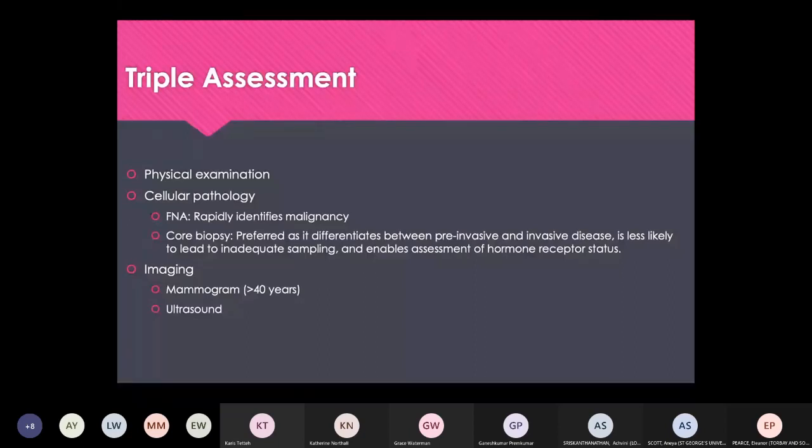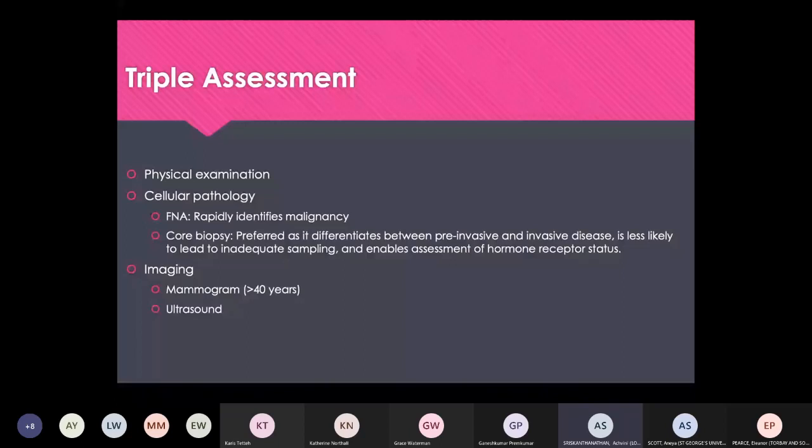But what's preferred is a core biopsy. So local anaesthetic is applied to the breast, and then a larger needle is stuck in, and it takes a central punch of tissue out. So it's a larger sample, but can lead to inadequate sampling, and there's pros and cons of doing that, but basically local anaesthetic, taking the sample, and it's done via ultrasound guidance.